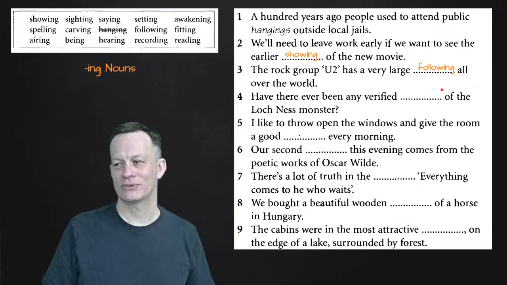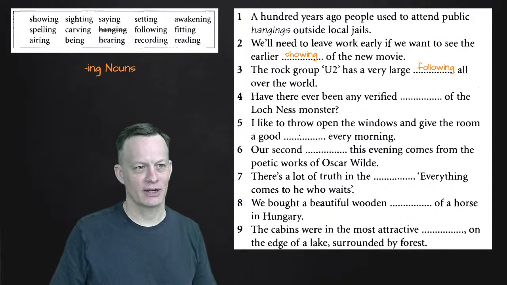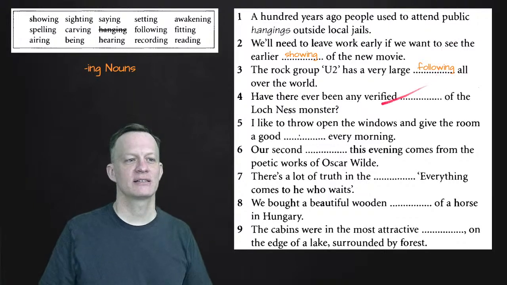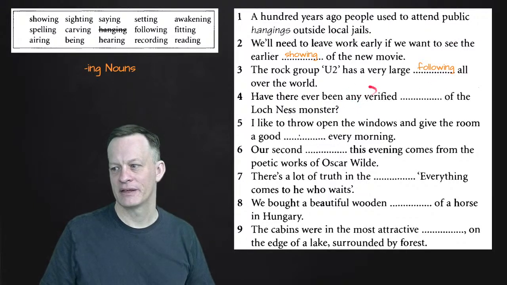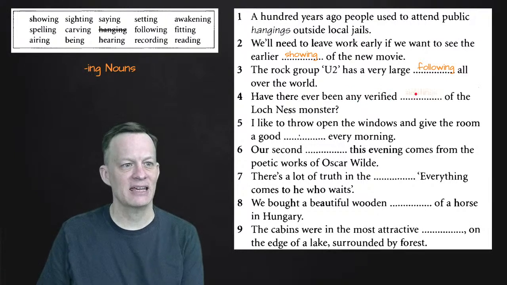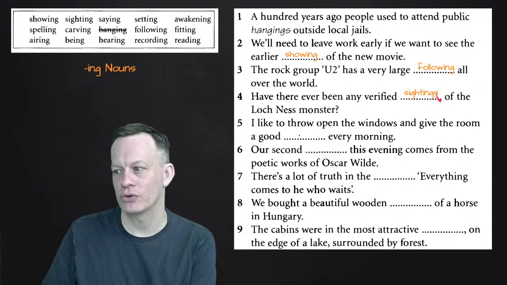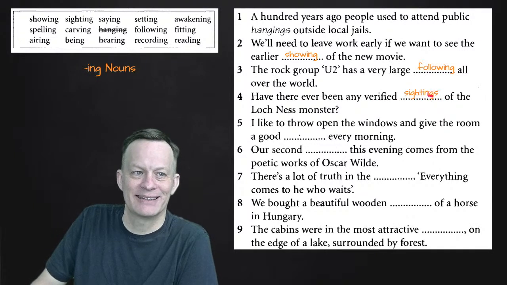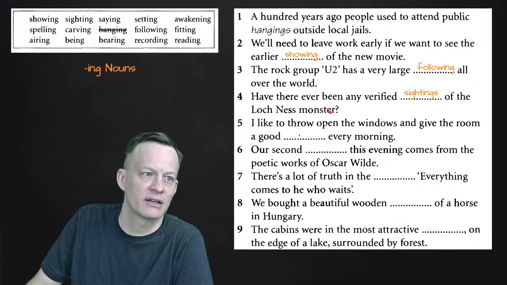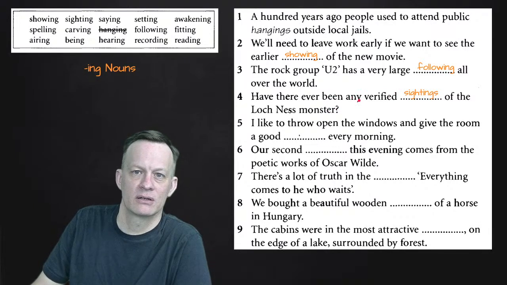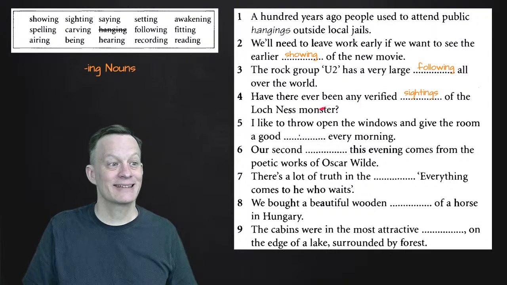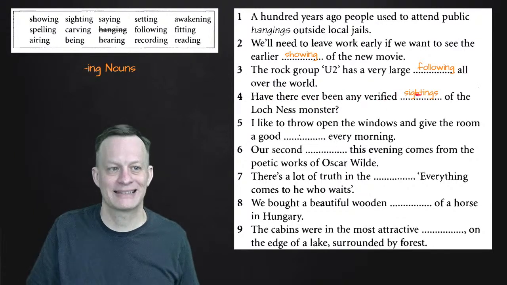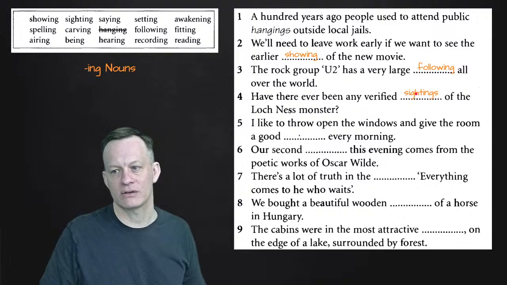Ooh, Alejandro. Maire, you're correct. Yeah, it's citing. But it's not just citing. We need to say if it's any, then it's plural, okay? Have there been any verified sightings of the Loch Ness Monster? If this was the article, has there ever been a verified sighting? Then it would be singular, okay?